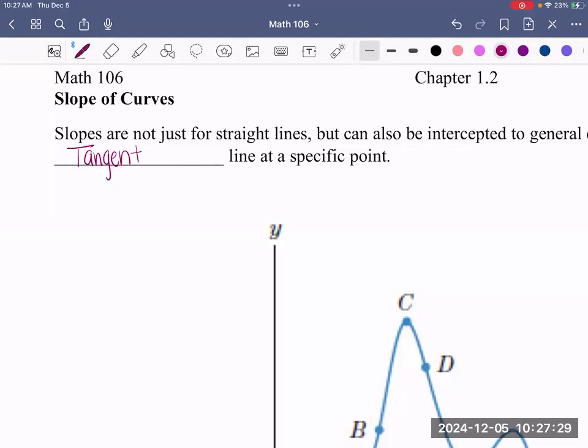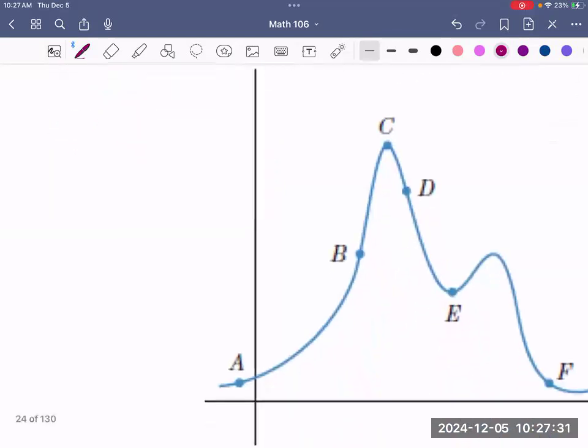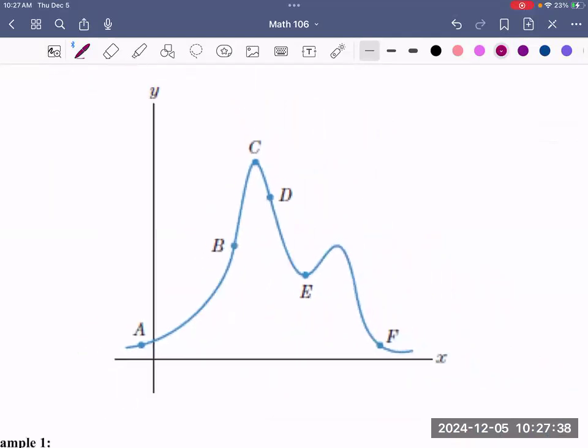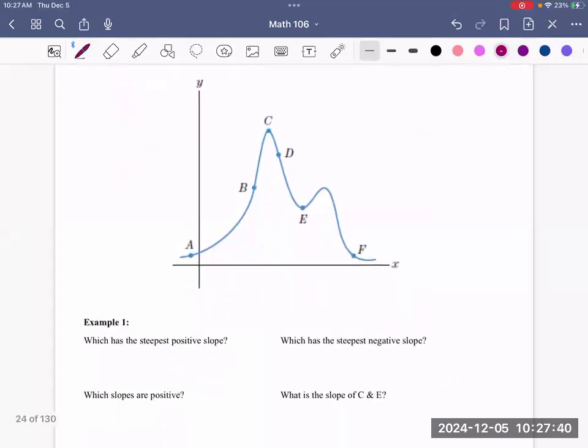Today we're just going to be talking very briefly about tangent lines, and we'll deep dive into those more later. Now, looking at this quick graph, can you pick out which of your points has the steepest positive slope? Again, steepest negative slope. Which slopes are positive, and what would you say the slopes are at C and E? Let's have you pause the video and just try it there.